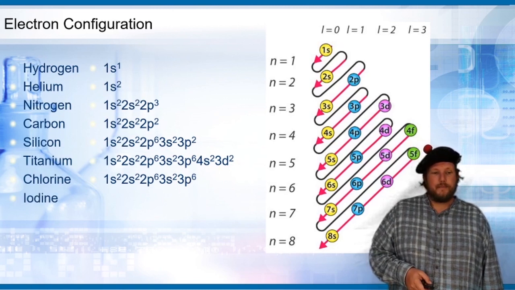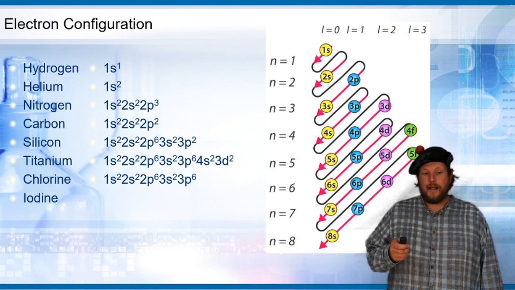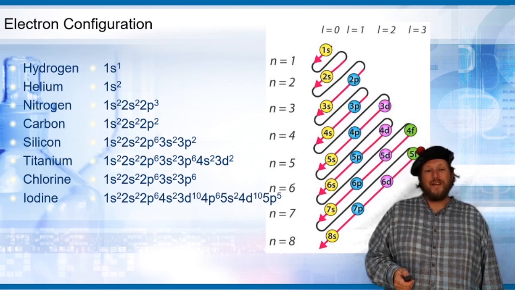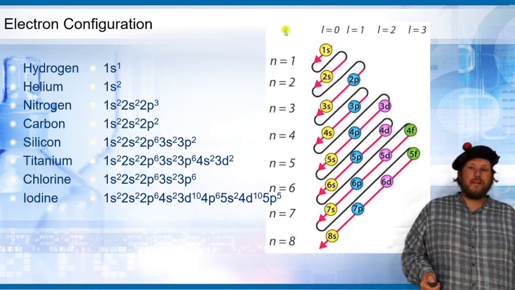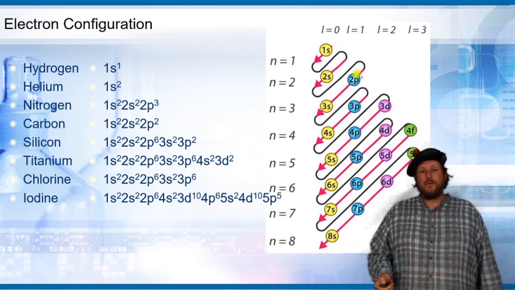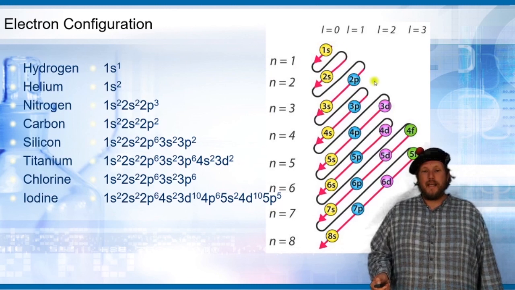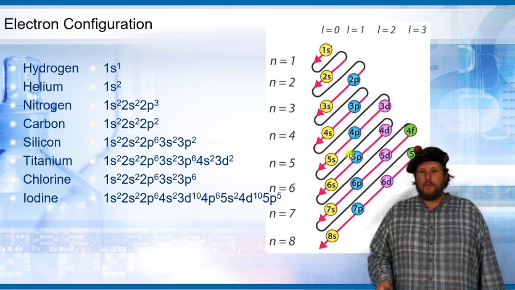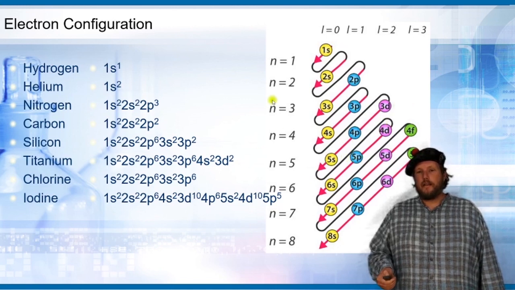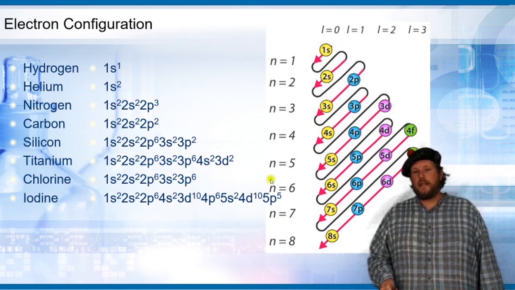Iodine. Iodine has 53 electrons. So 1s2, 2s2, 2p6, 4s2, 3d10, 4p6, 5s2, 4d10, 5p5. You'll notice it and chlorine are in the same column, so they should both end in p5.